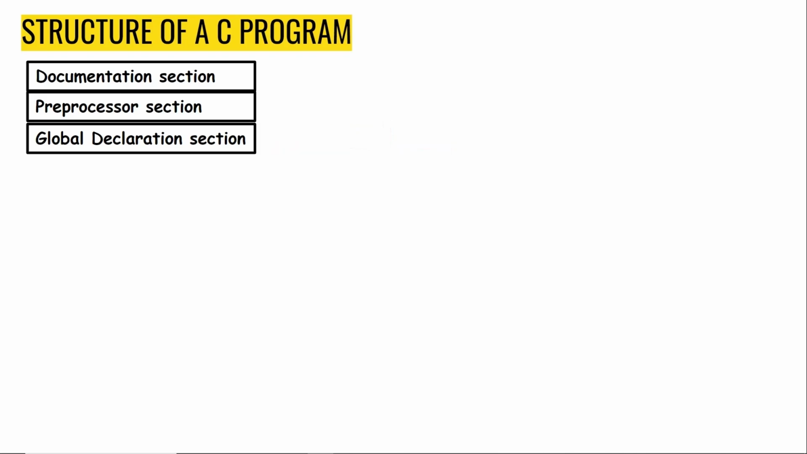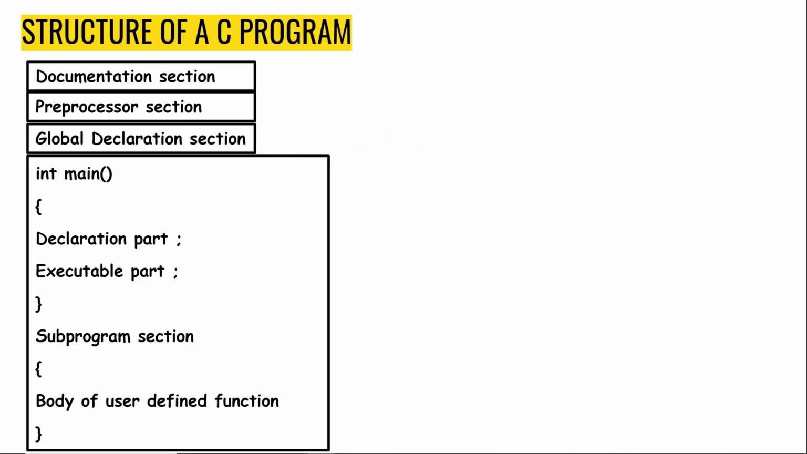The next section is the most important section, the function section. All C programs must include the main function because the execution starts from the main function. All C programs must have one main function. Here it specifies the starting of the C program.